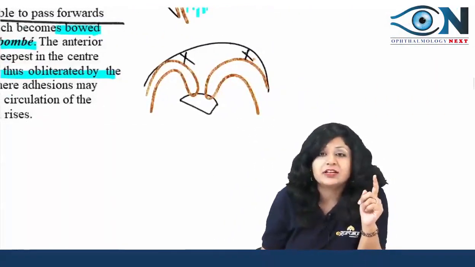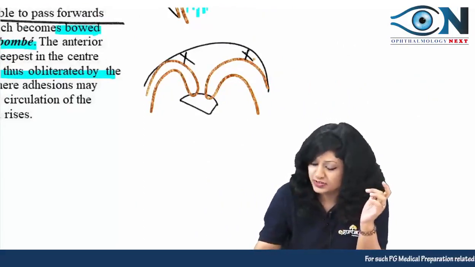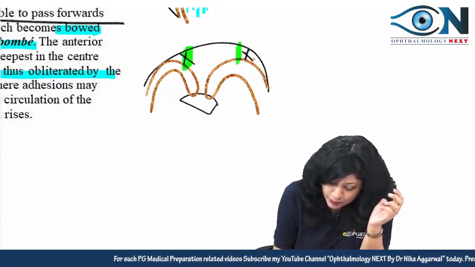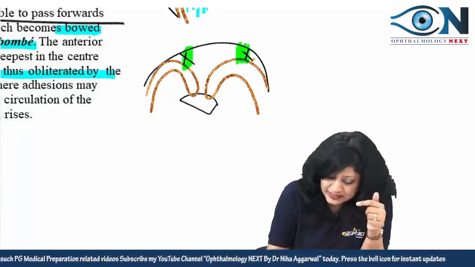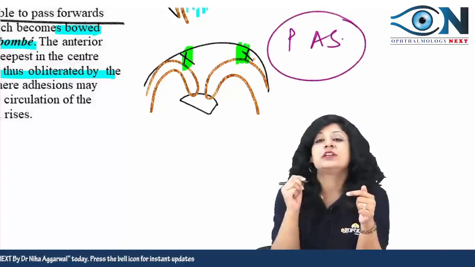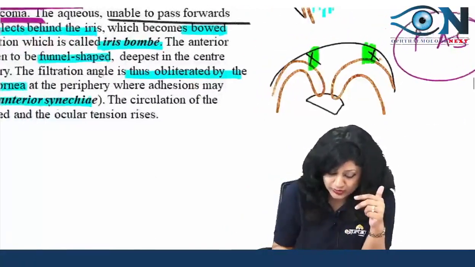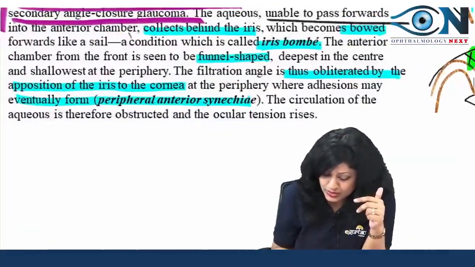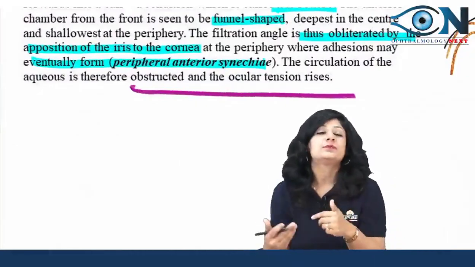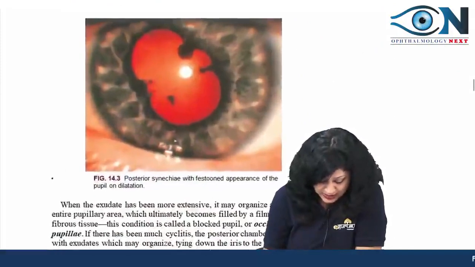So if this has taken place and there is a sudden closure of the angle of the anterior chamber and the aqueous is not able to pass, now what can happen? Adhesions can form here. So these adhesions are called peripheral anterior synechiae. So this actually leads to chronic congestive glaucoma. Now permanently this angle is closed. The circulation of the aqueous is therefore obstructed and you will get a permanent ocular tension rise. Okay, so see here.